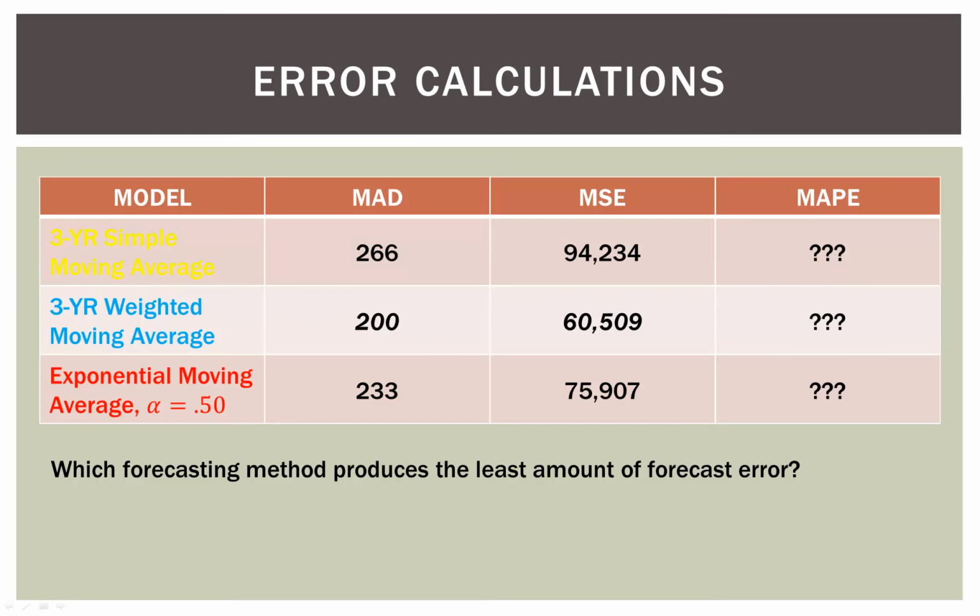So again, I went ahead and calculated the MSE for the other 2 models. So our 3-year simple was 94,234 for our MSE. The 3-year WMA was 60,509. And for the exponential moving average, it was 75,907. So again, the 3-year weighted moving average has the lowest MSE.